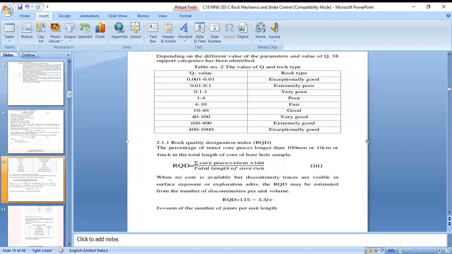Depending on the different values of the parameters, the value of Q, the support category is identified from the value of Q and the rock type. The Q values: exceptionally poor, 0.001 to 0.01; extremely poor, 0.01 to 0.1; very poor, 0.1 to 1; poor, 1 to 4; fair, 4 to 10; good, 10 to 40; very good, 40 to 100; extremely good, 100 to 400; exceptionally good, 400 to 1000.